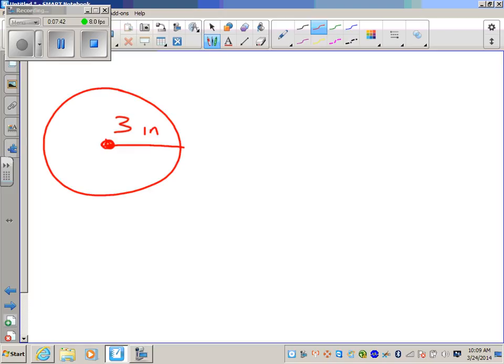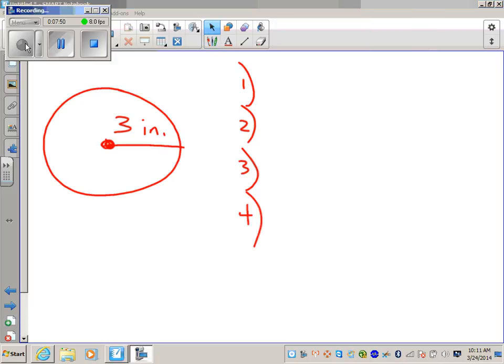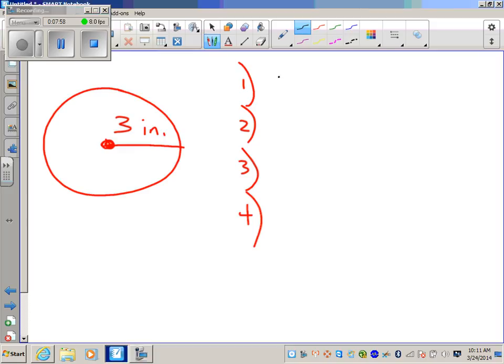That's a 3. 3 inches. Step 1, step 2, step 3, step 4. Who wants to be my special helper today? Kishona! What's R? Find R? 3. So let's plug in that 3 into my equation. 3 times 3. R times R.